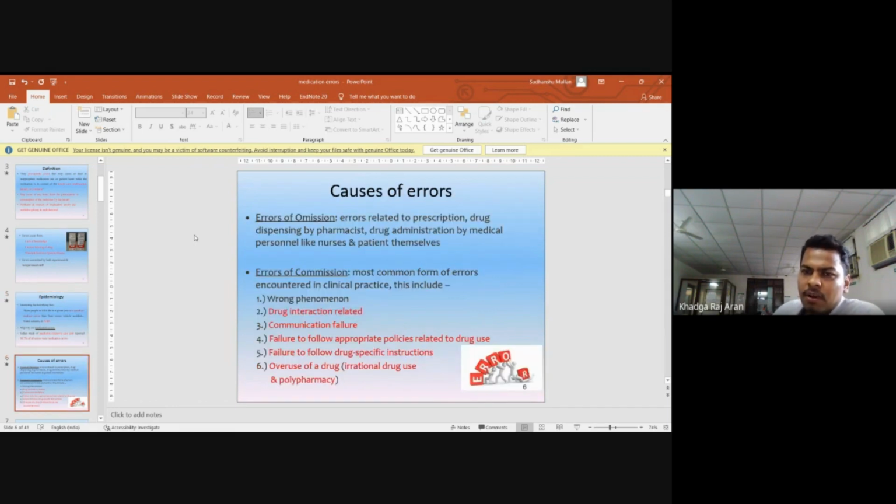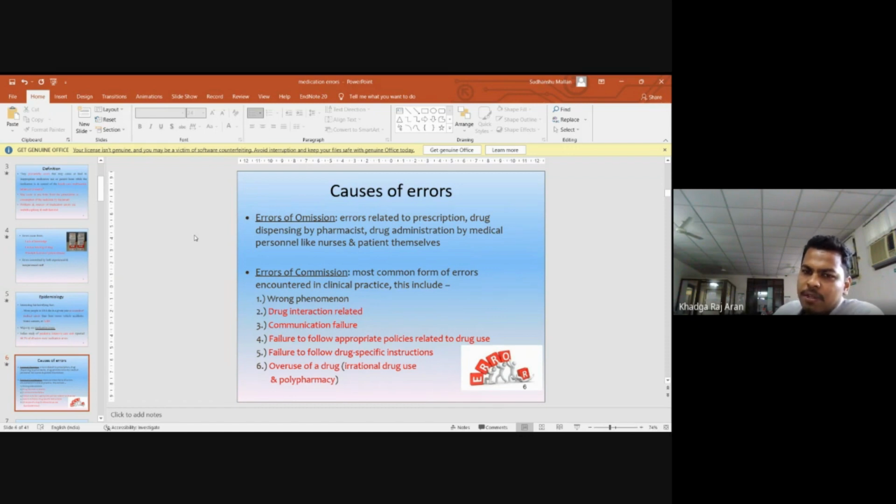So these are some causes of medication errors, like errors of omission. These are errors related to the prescription. Errors may be related to drug dispensing by the pharmacist or by the registered pharmacist. Drug administration by medical personnel like nurses, or by patients themselves, may cause errors.